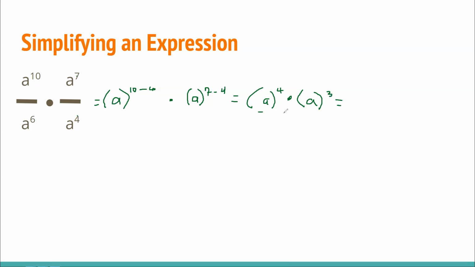We still have two bases that are the exact same thing. And so that means that we can simplify it a little bit further. So this is where we add our exponents because we have two of the same bases and two exponents. So I know that my similar base is A, and then I'm going to add those two. So 4 plus 3 is going to give me A to the 7th. And that is my final answer with that one.